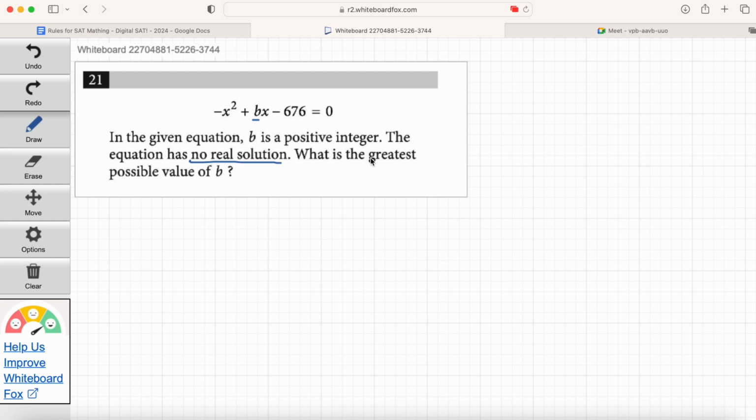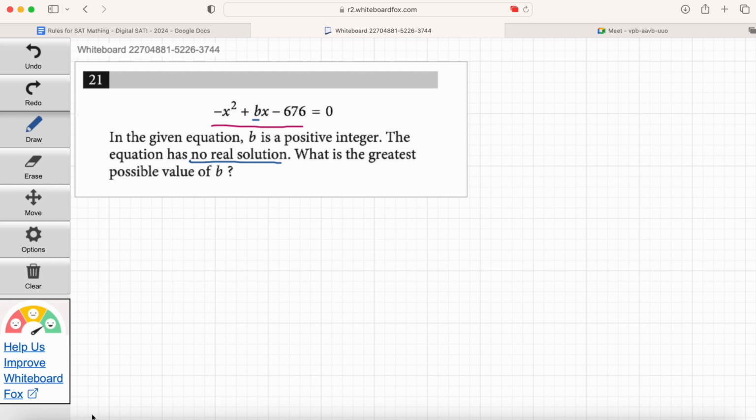So you have to keep that in mind here when you consider this question. We're looking for the greatest possible value for b that gives us no x-intercepts, right? Because an x-intercept would be a solution to that equation. Does that make more sense? Yes. Okay. So let's graph this.